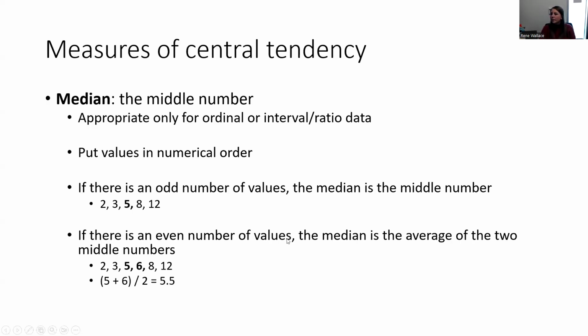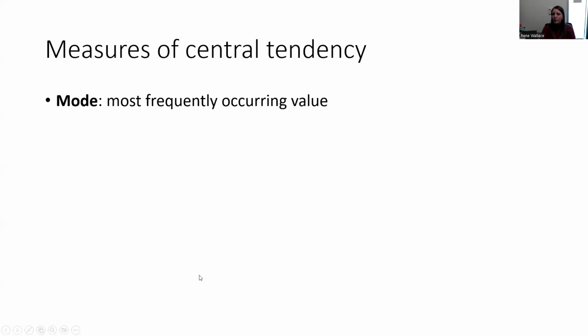But if there's even, then what do we do? There's no middle number. Well, we take the average of the two middle numbers. So we put them in order, and then we go, okay, these are the two middle numbers, 5 and 6. 5 plus 6 divided by 2 equals 5.5. So there's our median. And then mode is the most frequently occurring value.